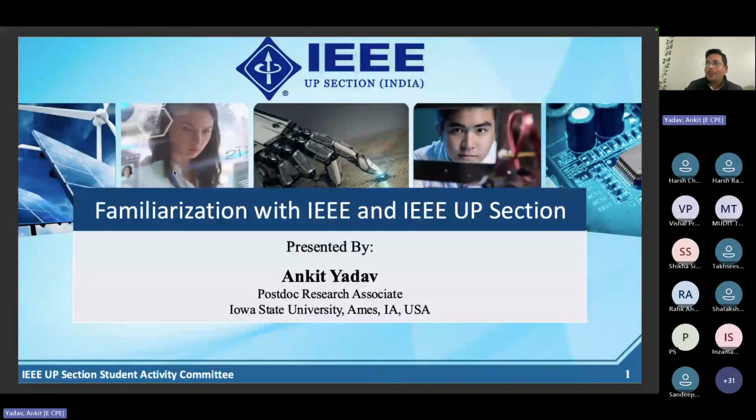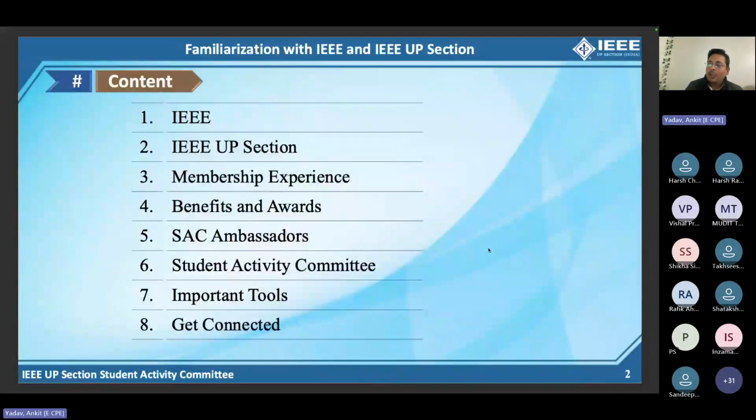So today's topic is familiarization with IEEE and IEEE UP section. This is the outline that I'm going to follow: a brief about IEEE, then IEEE UP section, then the membership experience, benefits, awards. Then the section has some programs for the students, like SAC ambassador or student activity committee, and then a few important tools and some links.